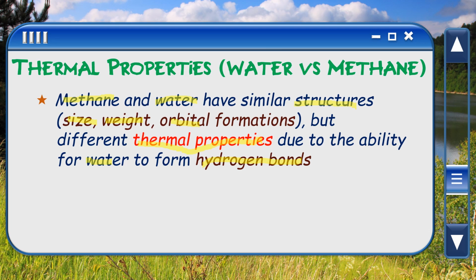Methane does not form hydrogen bonds, and therefore, if you were to heat it, it will disappear very fast compared to water because it has a lower thermal property. Why? Because it does not form hydrogen bonding.